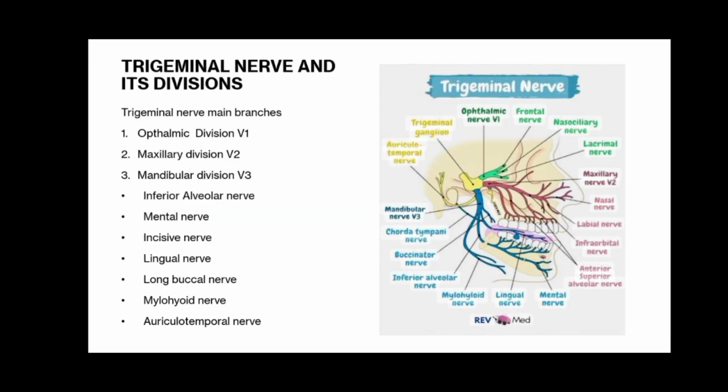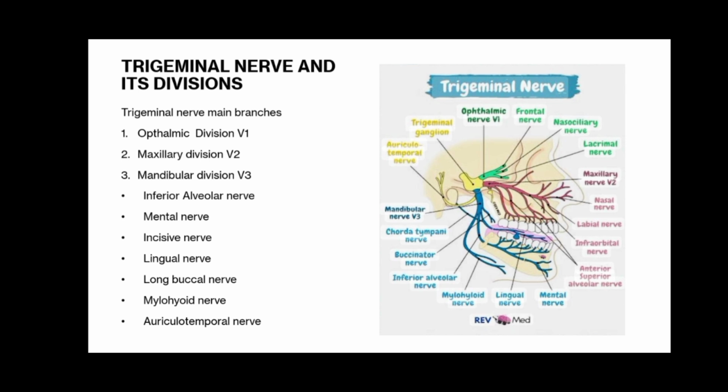Now we will learn about the trigeminal nerve and its divisions. The trigeminal nerve has three main branches. Ophthalmic division, it is called V1. Maxillary division, it is called V2. Mandibular division, it is called V3. Now the mandibular division has several branches: inferior alveolar nerve, lingual nerve, long buccal nerve, mylohyoid nerve, and auriculotemporal nerve.